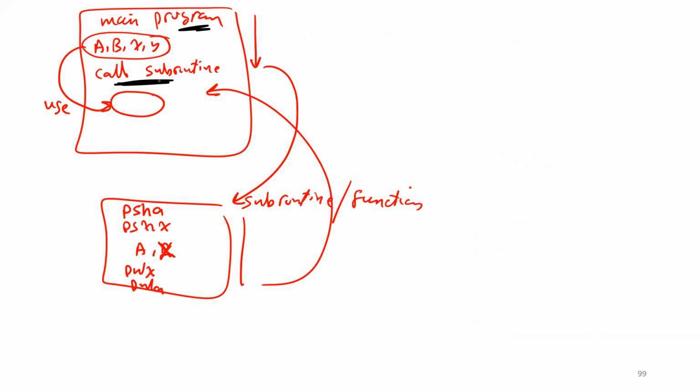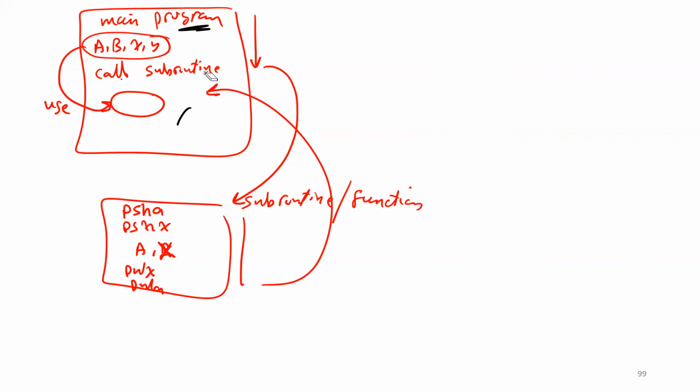Before I call the subroutine, registers X, B, and A, that is A, B, X, Y, have some values. And after I call the subroutine, I need the same values back. For example, X is a pointer, so after I call the subroutine, X should store the same value, right? I don't want the subroutine to destroy everything. So how can we do that?